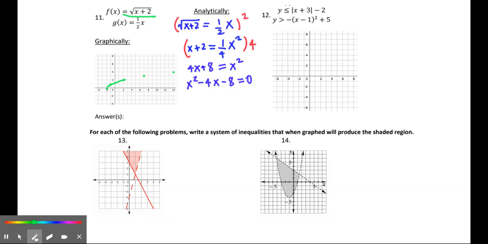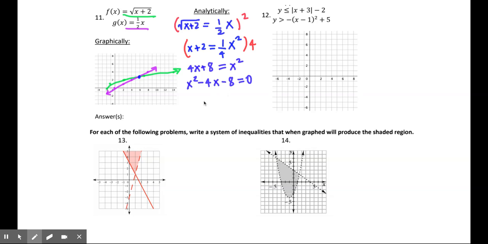Oops. There was an undo button. That would be nice. Okay, and then half x, that has a y-intercept of 0 and then a slope of 1/2. So you can see they intersect here, which isn't the nicest of numbers.